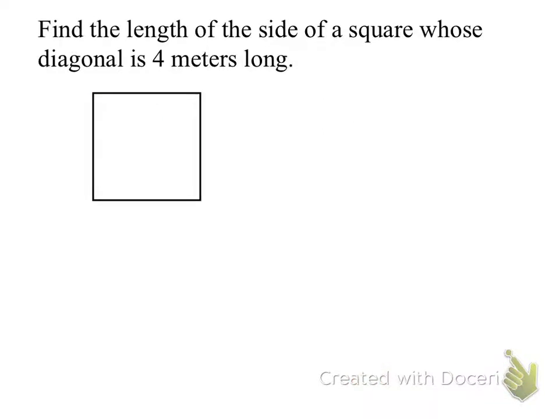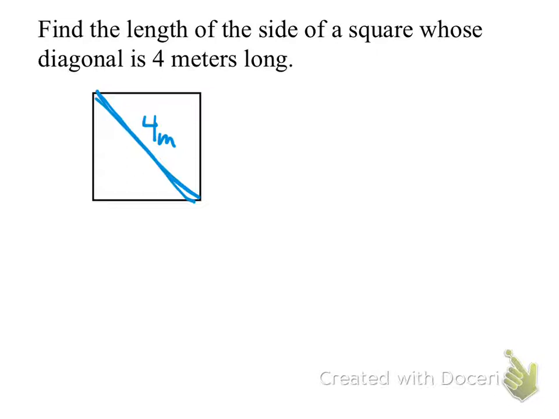All right, next one. Find the length of the side of a square whose diagonal is 4 meters long. Now, what can I fill in here? Gwen? Well, it would be a squared plus a squared equals 4 squared. Okay, so what am I going to draw in this situation? You would draw a diagonal. Okay, and in that diagonal, you would say it was 4 meters long. Okay, so that's 4 meters.